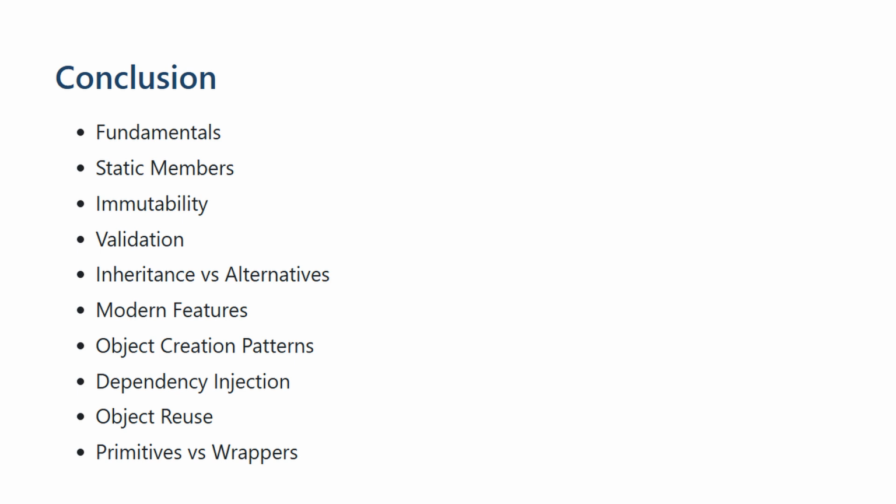Dependency injection. Pass dependencies from the outside instead of hard coding them. This decouples your code and makes it easier to test. Frameworks like Spring automate this. Object reuse. Create new objects freely when they're lightweight and immutable. Reuse heavy resources carefully, and rely on frameworks or pools for complex life cycles. Primitives versus wrappers. Use primitives for performance-critical code. Use wrappers for generics, nullability, and APIs that expect objects. Understand autoboxing and unboxing to avoid hidden costs.